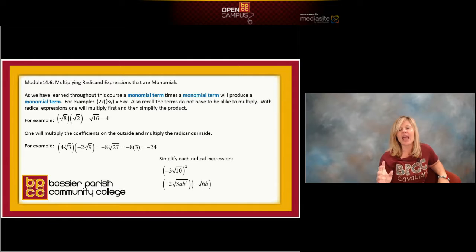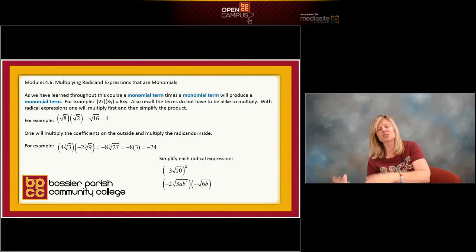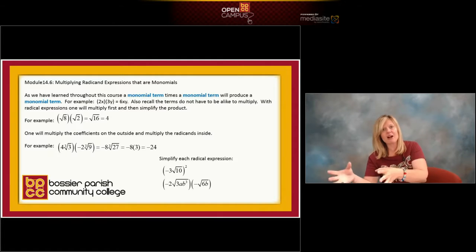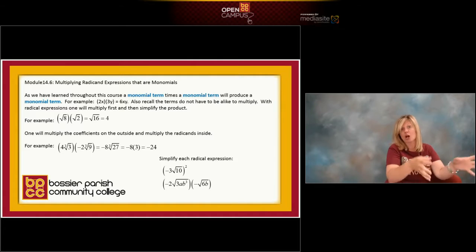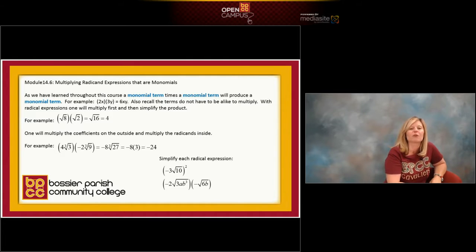The only catch is, after we get our product, our answer, we've got to make sure it's in lowest terms, reduced. The rule of thumb is what's on the outside of the radical gets multiplied with what's on the outside. What's on the inside gets multiplied with what's on the inside. So when you multiply radical expressions, it's like multiplying 2x and 3y. You multiply the coefficients first, and then you multiply the variables. Today we're going to multiply the coefficients first, and then we're going to multiply what's inside the radicals, the radicands.